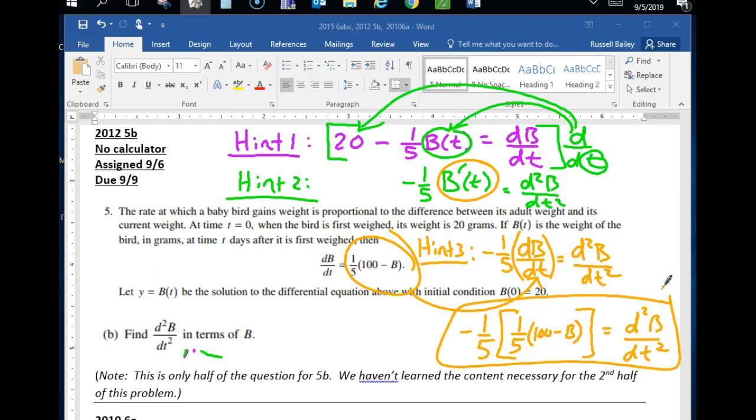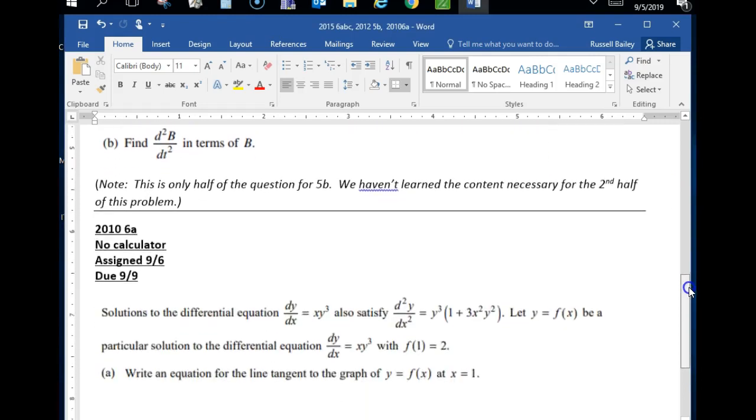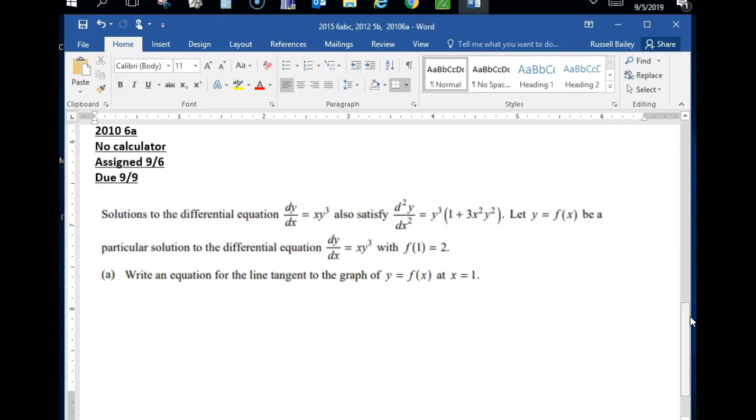And I put a note down here. This is only half of the question for 5B. They had another half to this question 5B that we're not going to do because we're not ready for it yet, but there you have it. All right, last helpful hint video for 2010 6A.